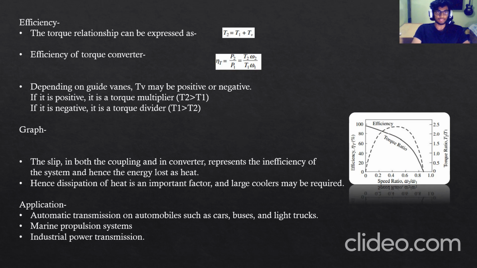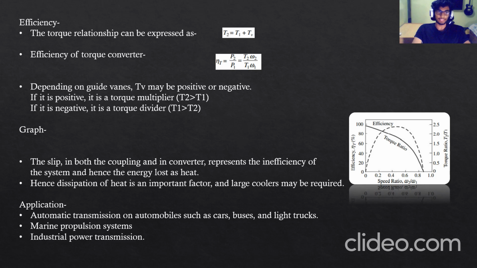Now coming on to the efficiency, the torque relationship can be expressed as T2 is equal to T1 plus TV, where T2 is the torque of the turbine, T1 is the torque of the pump, and TV is the torque of the stator. And the efficiency of the torque converter is given by eta is equal to T2 omega 2 by T1 omega 1, which is the same as coupling.